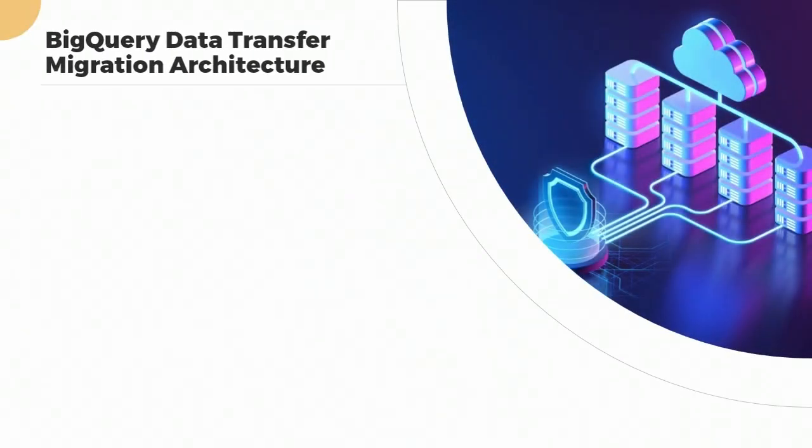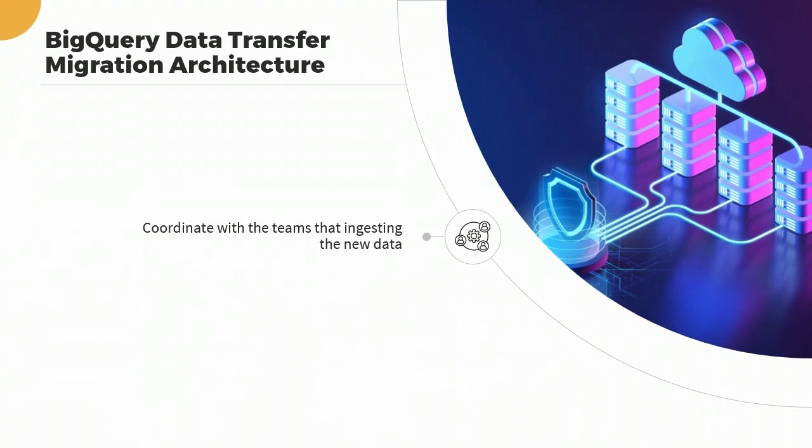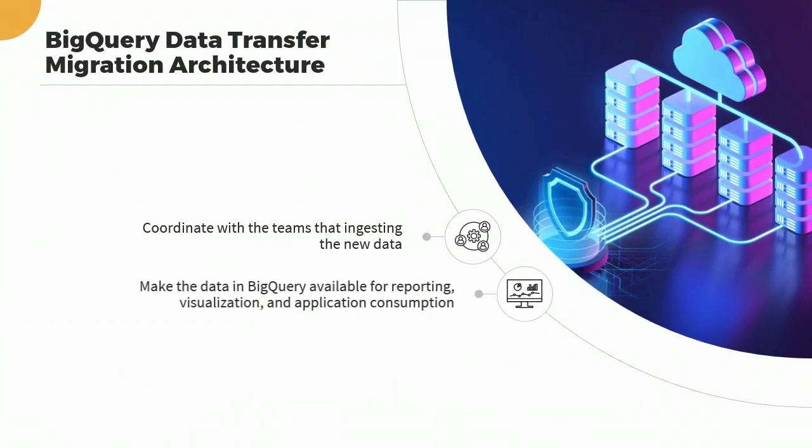Now, the BigQuery data transfer migration architecture will involve things like coordinating with teams that ingest the new data, which is quite important. This is where we have to make sure that our services are ingesting new data into this enterprise data warehouse, and downstream analytic teams relying on this enterprise data warehouse data for ongoing advanced analytics are aware of what's happening. We have to make the data in BigQuery available for reporting, visualization, and application consumption.